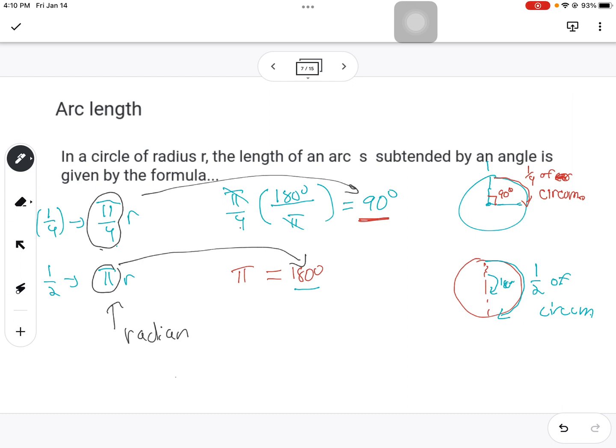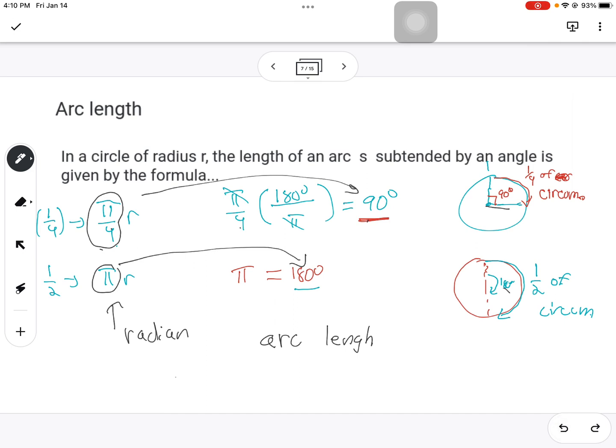What we want to see is that using the piece of the circumference and putting it into our formula, we saw that the resulting formula had an angle in radian measure that matched the angle we were looking for. 1/4 was 90 degrees, 1/2 was 180. Therefore, we can say we have our arc length formula.